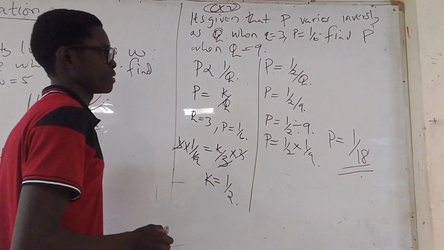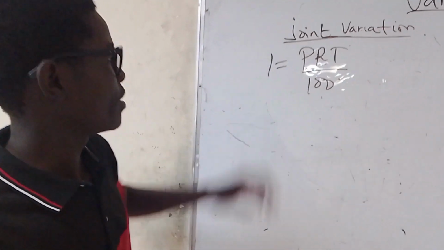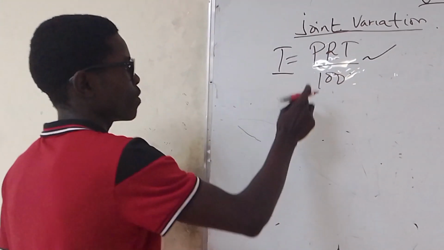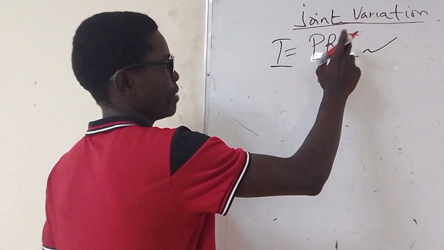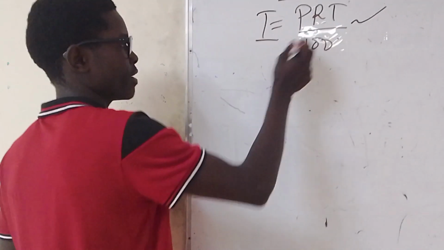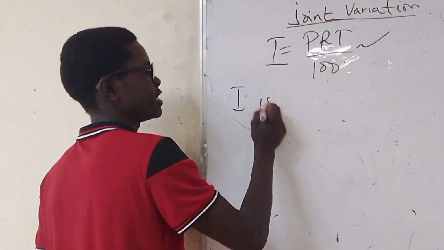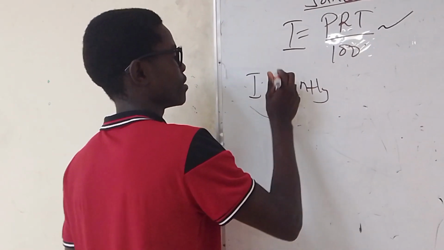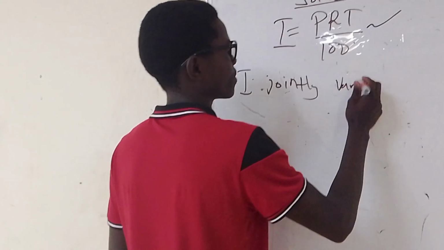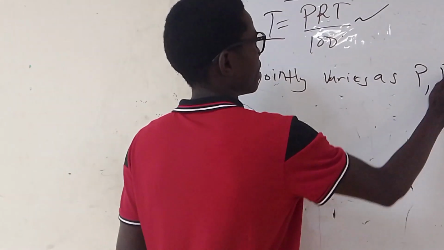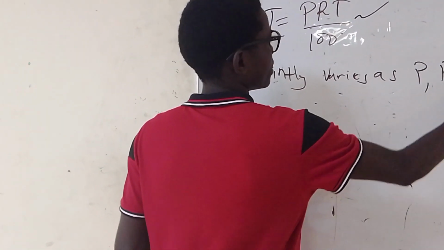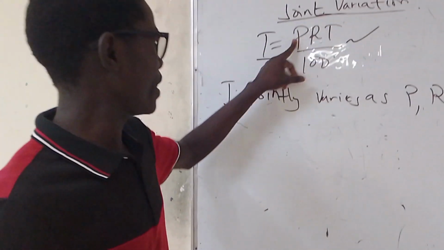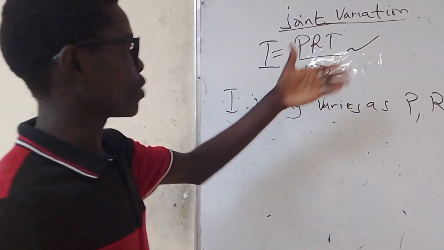That's the value of P. So in joint variation, this is an example of a formula. Interest is equal to principal times rate times time over 100. So here we can say that interest jointly varies as P, R, and T. So let's see the example.